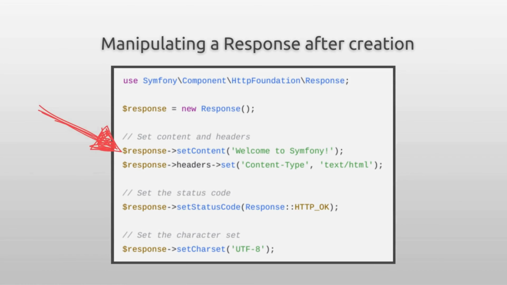Manipulating a response after creation. After creating a response object, you can modify its content, headers, and status code using setter methods. When specifying the content type header, you can include the character set directly. However, Symfony provides the setCharset method, which is the preferred way to define the charset. By default, Symfony assumes that your responses are encoded in UTF-8, which is a widely used standard for web content.